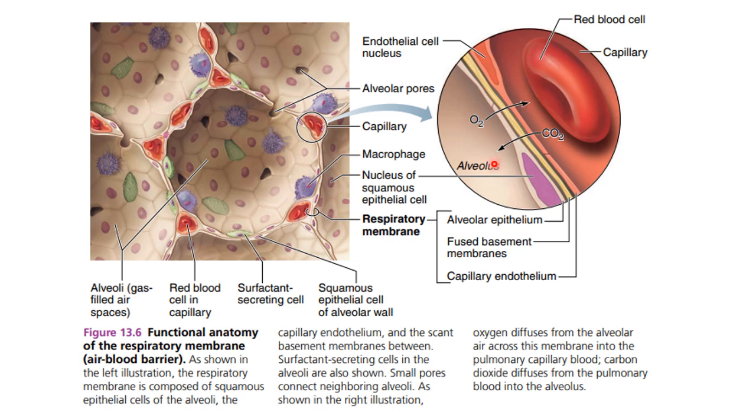Oxygen, which is rich in the alveolus, goes into the blood, and carbon dioxide, which is rich in the blood, goes into the alveolus, which is eventually expired or exhaled. So the oxygen goes into the hemoglobin in the red blood cell, where it is carried to the different parts of the body.